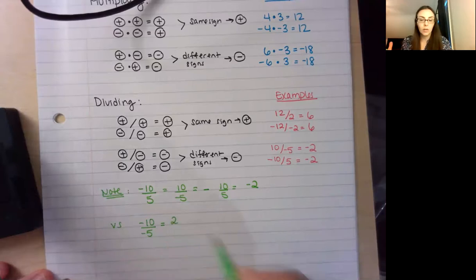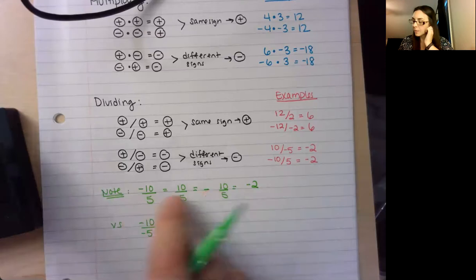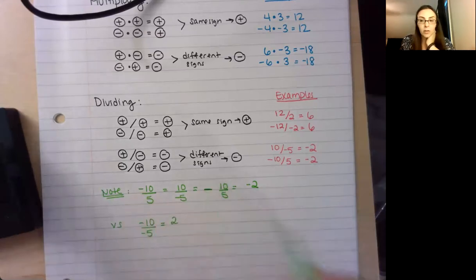then you get a positive. So if you have two negatives anywhere, you're going to end up getting a positive. But if you only have one negative, it doesn't matter if it's up top, down bottom, or just out front, you still get a negative answer there for division.